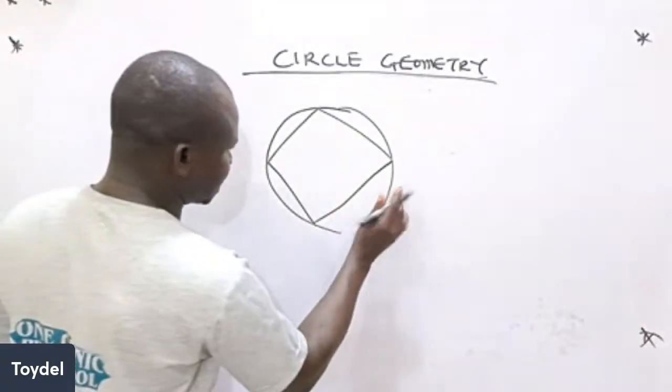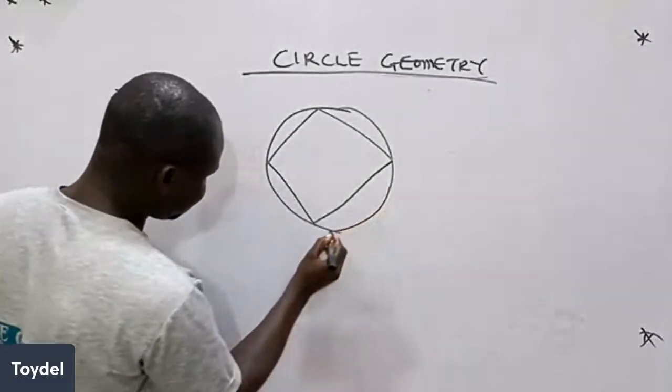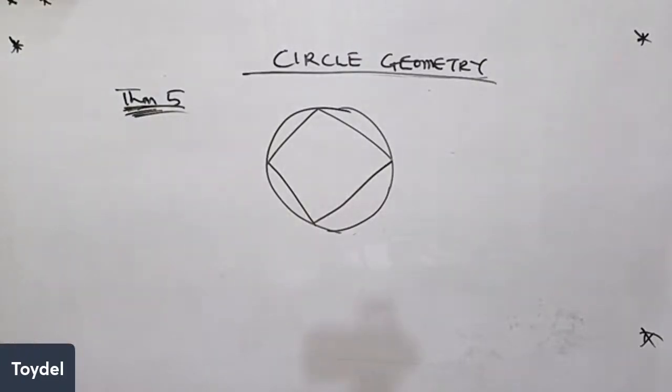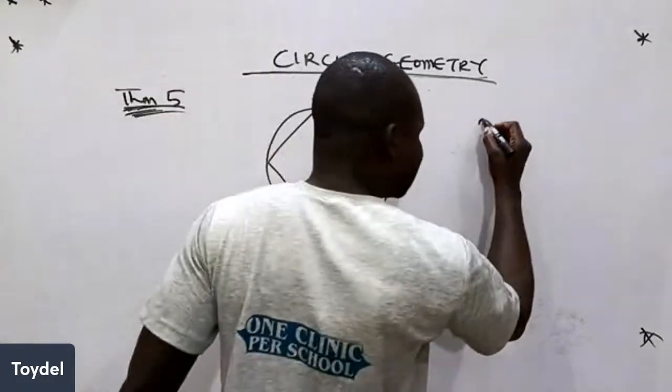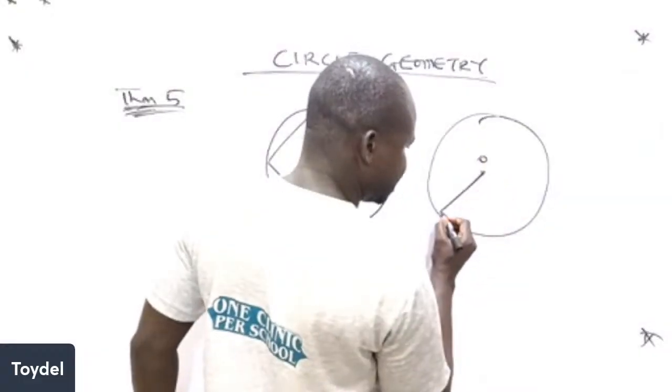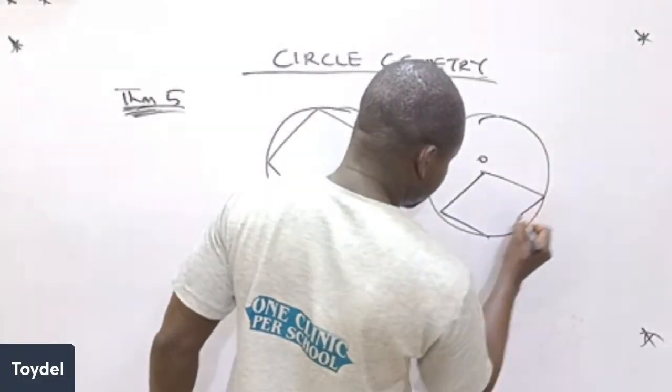Please, I want you to get something right. In this case, this is a cyclic quadrilateral. Why is it a cyclic quadrilateral? Because a quadrilateral is a four-sided shape, and this quadrilateral is inscribed in a circle, so it's called a cyclic quadrilateral. It's different from something like this. If this is the center, you now have something like this. They are not the same.